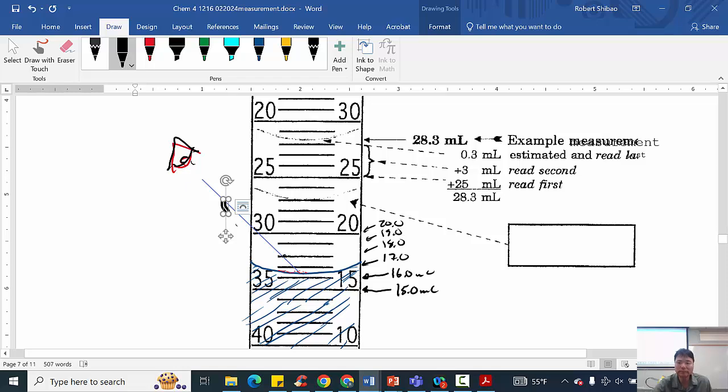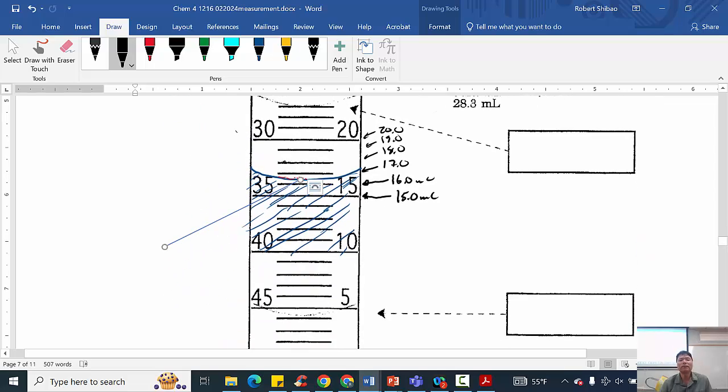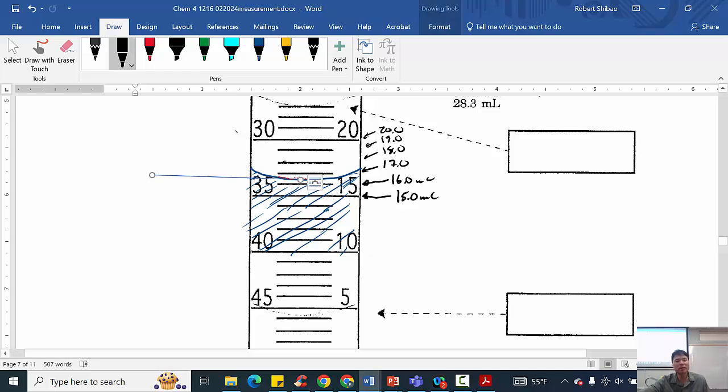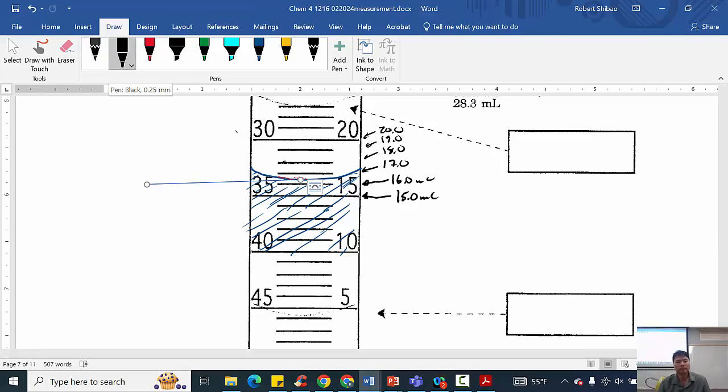I don't want to measure it looking up at it. If I'm looking up at it, it's going to look more like 15, right? And so what I need to do is make sure that my eye is perpendicular to the meniscus. In other words, I need to make sure I'm at eye level. So I need to make sure my eye is level.